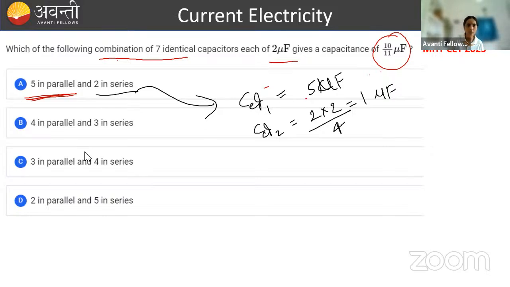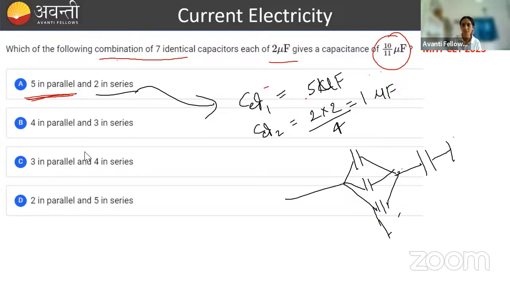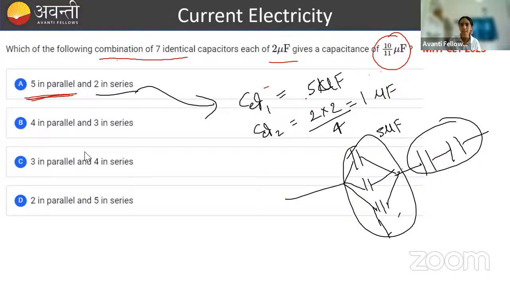Okay, so now 5 are in parallel. Just see how it is given. Sorry, I got distracted. So they are in parallel, and then 2 are in series. The thing is like this. So its capacitance we are getting as 5 microfarad, and this we are getting as 1 microfarad. Again, these two are in series, so you will add them like in parallel. So how much are we going to get? Have I made some mistake? What happened?